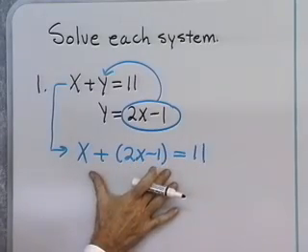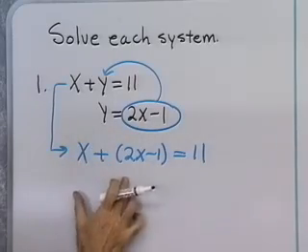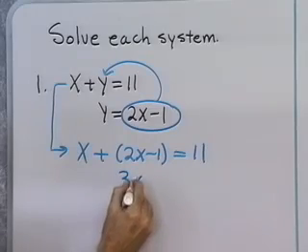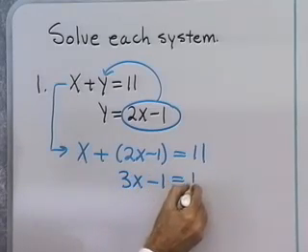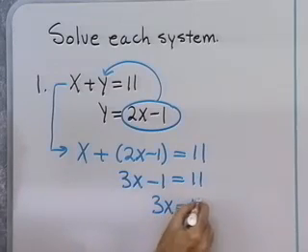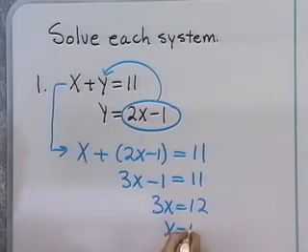Notice that I've eliminated the variable y from this pair of equations. This equation has only x in it. I simplify. I have 3x minus 1 is equal to 11. Add 1 to both sides. 3x is equal to 12. So x is equal to 4.